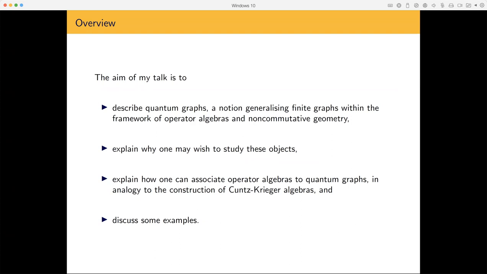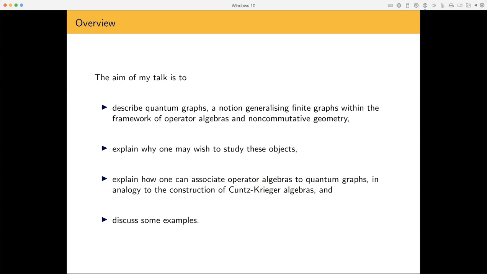Then I will tell you about how to associate to such quantum graphs certain C-star algebras, and the model case, in a sense, is how you go about constructing Cuntz-Krieger algebras associated from an integer 0-1 matrix. And then I'll tell you some examples and some things that we can say about these algebras, and perhaps also indicate some questions and open problems.